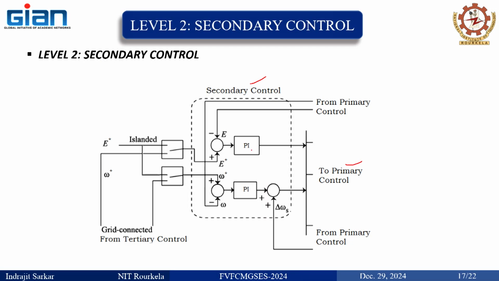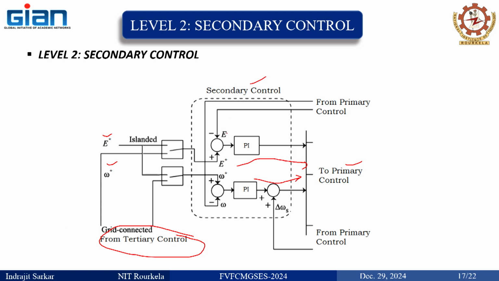So it is secondary control and this is the primary control. When it is in islanded mode, these are the two references, voltage and frequency references, which will pass from here to the primary control. Now, the references generated from tertiary control will generate voltage and frequency commands, which will pass to the secondary control.